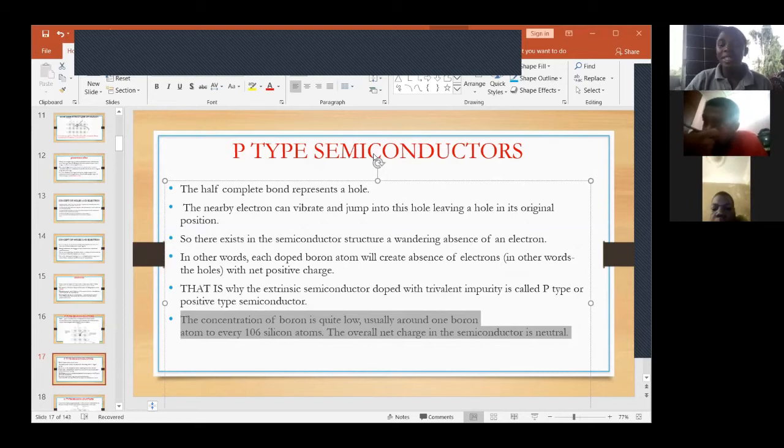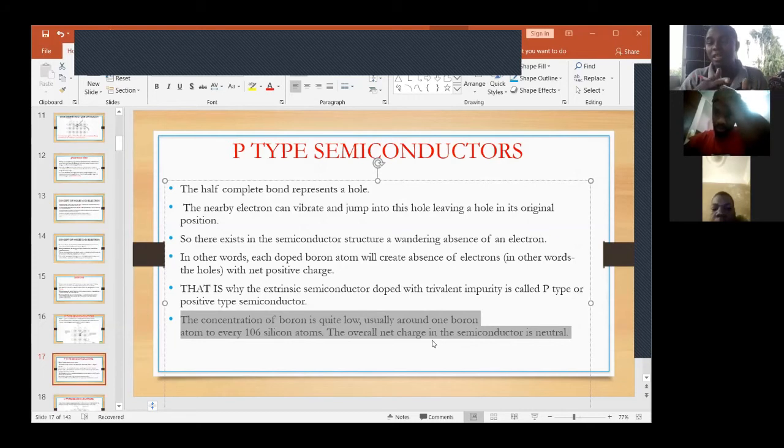Now, so later in the day, the overall net charge of a semiconductor is still neutral, because you can't add as much boron to silicon, because solubility will not allow you to do that.